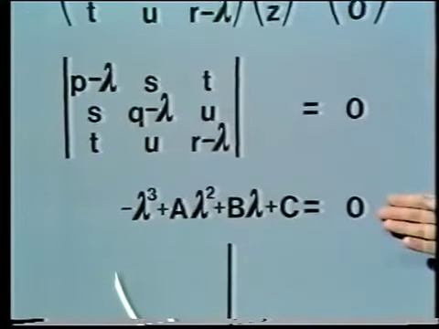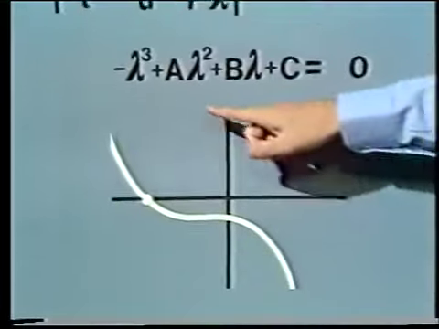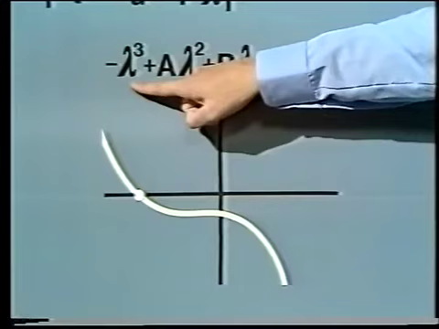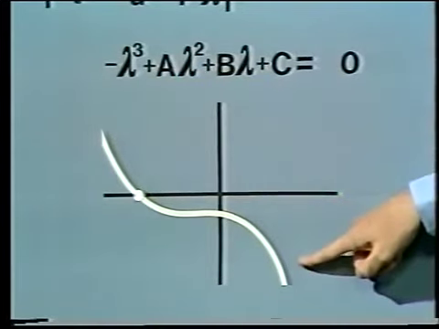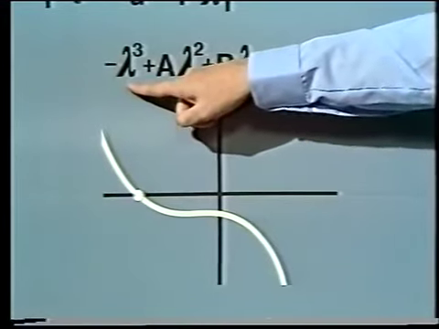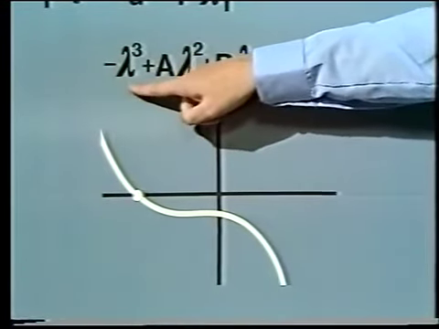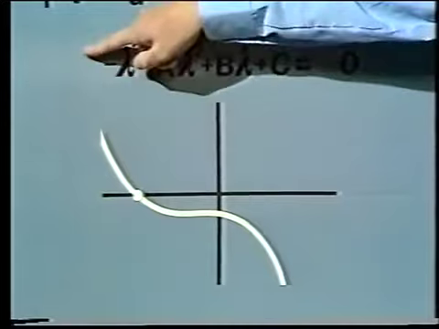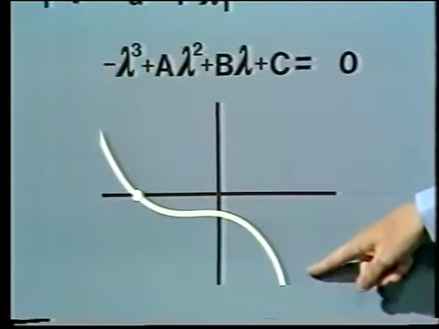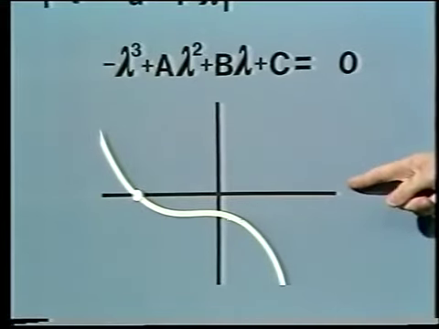What does its graph look like? Well, let's have a look. When lambda is very large, then this term will be very negative. So the graph goes down to the right. On the other hand, when lambda is very negative, then this term is very positive, so the graph goes up to the left. So somewhere in between, this graph must cross the horizontal axis.